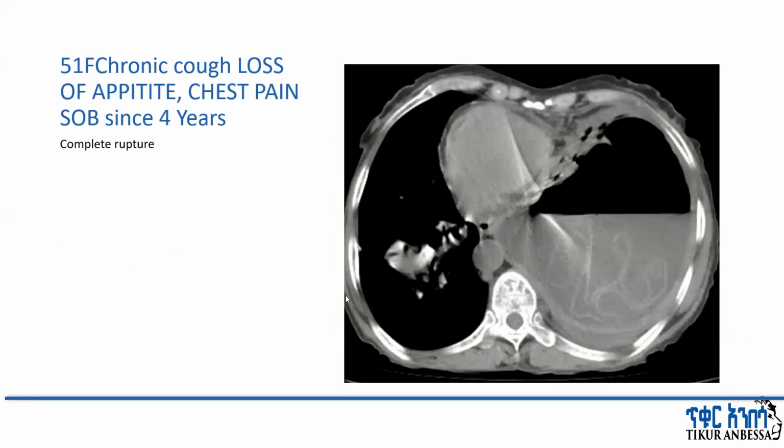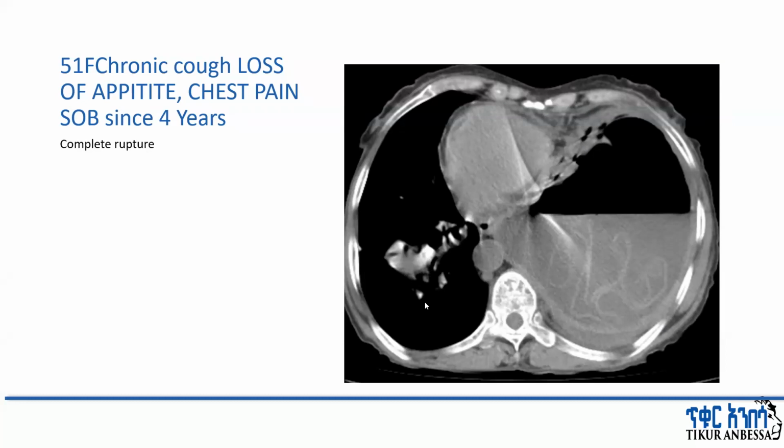Some cases: this is a 51-year-old patient with loss of appetite, chest pain, and shortness of breath of 4 years duration. She has a ruptured huge hydatid cyst on the left, and she has collapse consolidation, an air fluid level, and a thick enhancing ring sign. There is pleural effusion and pleural thickening, so this is a complicated patient. There is another small, partially ruptured cyst in this patient.